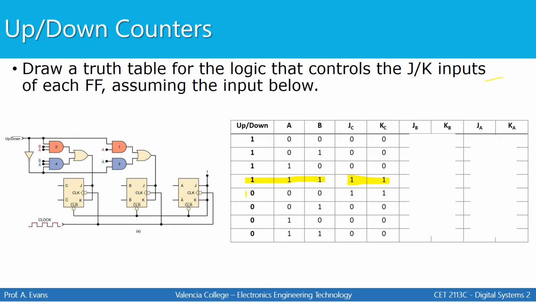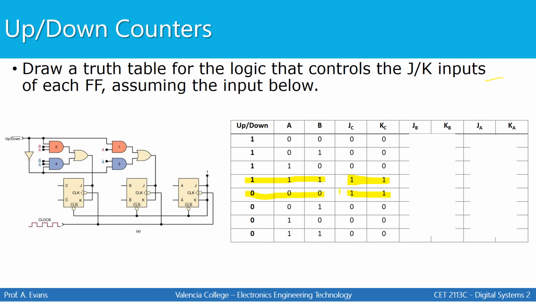Or if up/down, A, and B are all 0, then this AND gate would be providing a high, because all three of those will be inverted to give you a 1. Those are the only two instances where J and K would be receiving a 1, or a high, from this OR gate. So we know that everywhere else within this section of the truth table will be a low.